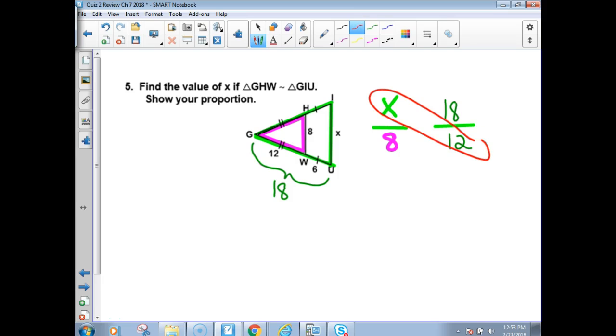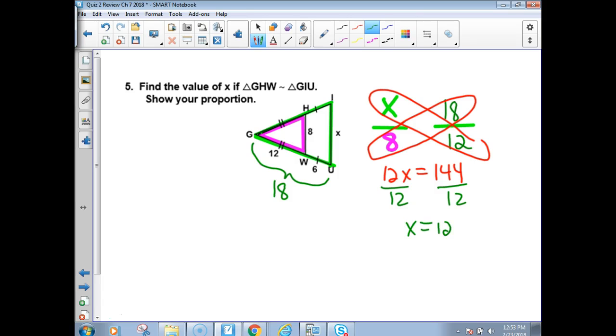Properties of cross products, we got 12 times X is equal to 8 times 18, which would be 144. And we're going to divide both sides by 12, and we would get X is 12.